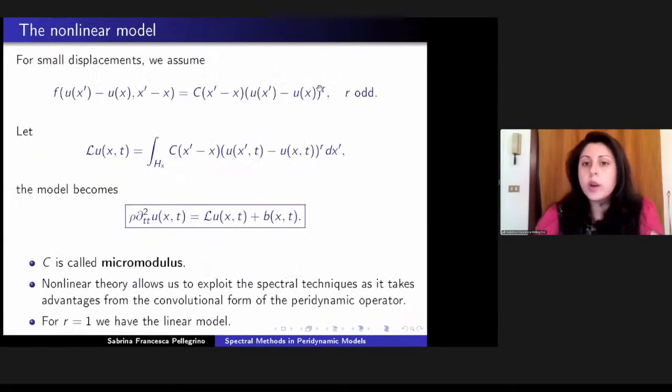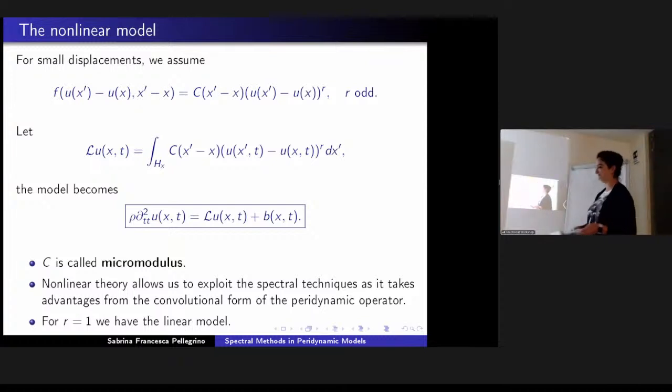Okay, here we need to have an odd R because the model has to satisfy Newton's third law. So in this case, the function under the integral should be an odd function. So C is an even function, and we need to have an odd exponent in the difference in the displacement fields. And in particular, in literature, usually the value of R for nonlinear application is equal to 3. Okay, thank you. You're welcome.